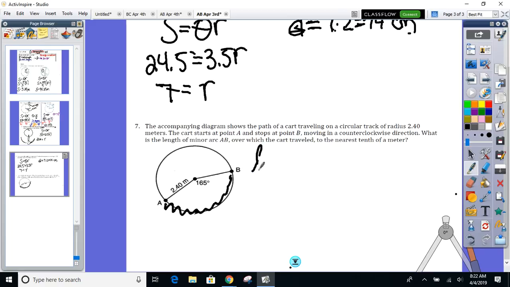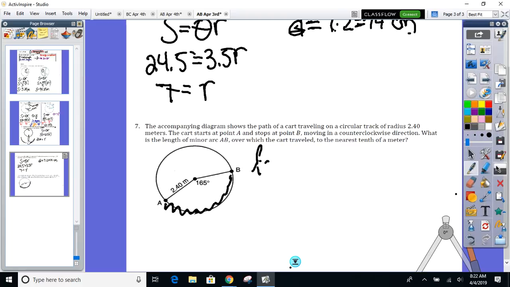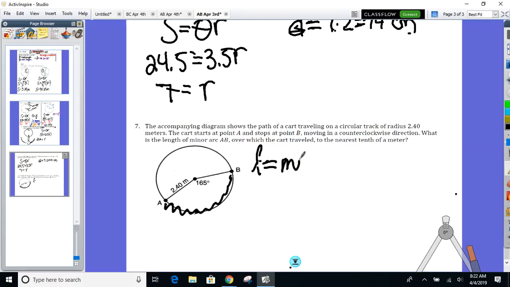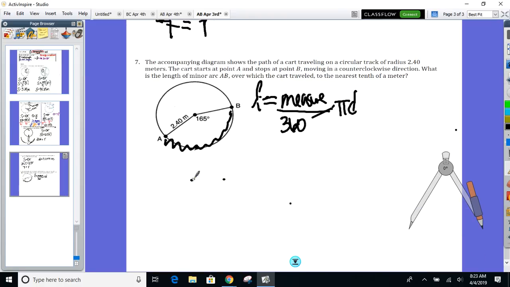So if you wanted to right now, we could get the other formula out from Wednesday that says the length of the arc is equal to the measure over 360 times pi d. Or now, here's what I was talking about earlier in the video. Do I really need to remember both? No. If you're a big fan right now of S equals theta R, you can use that the entire time.